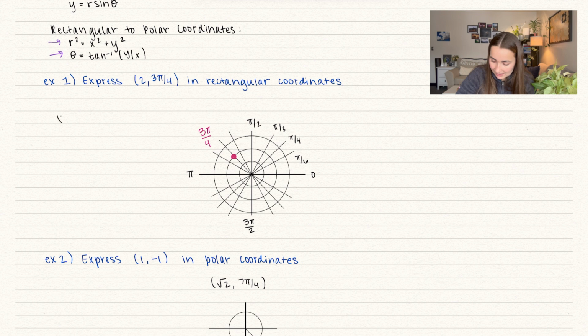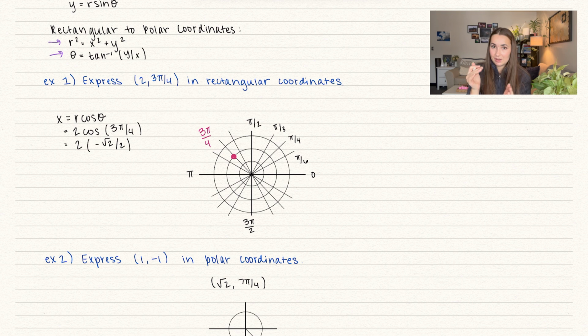We have that x is equal to r cosine of theta. So we know here the radius is equal to 2 and our theta is equal to 3 pi over 4. So we know what cosine of 3 pi over 4 is. That's going to be negative root 2 over 2, right? Because the x in this case is going to be in the left direction. It's going to be negative. So here we end up with negative root 2. So our x is going to be negative root 2.